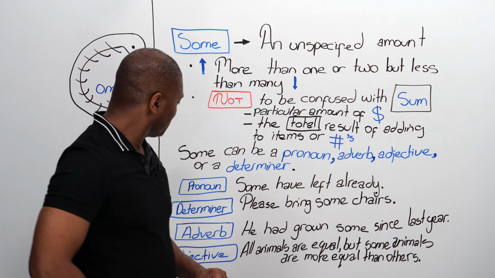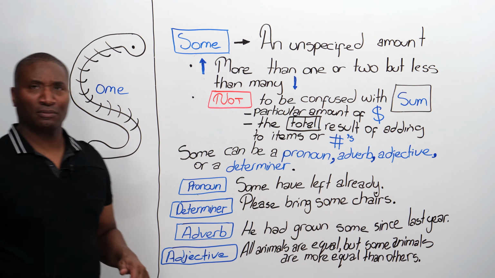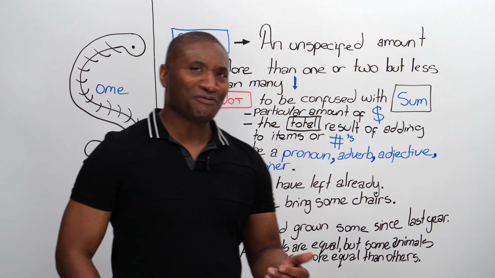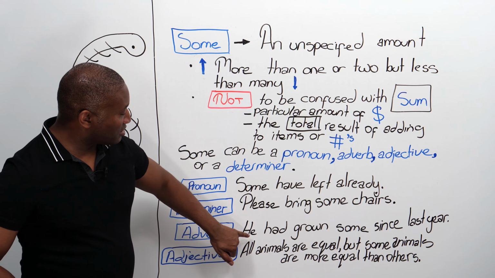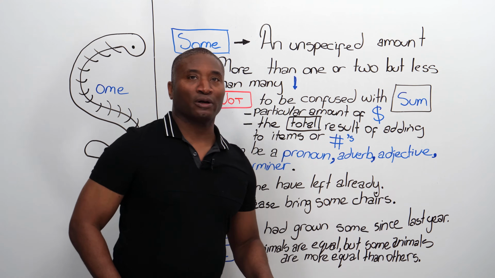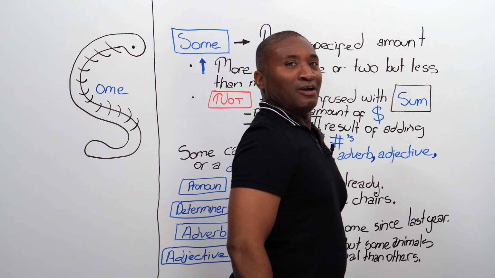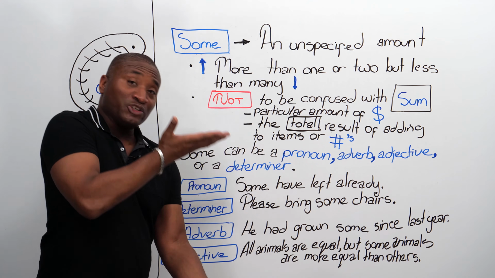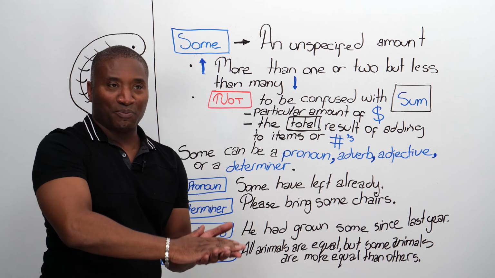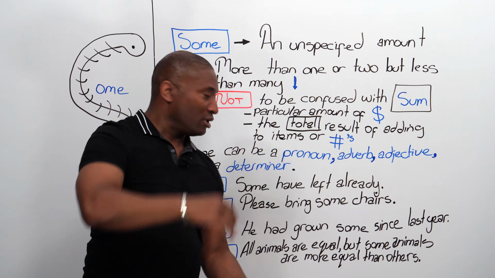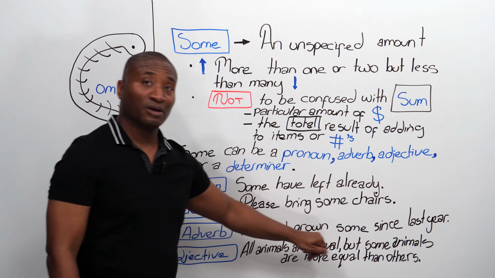Next, we can use some as an adverb. What do you mean an adverb? To modify how a verb is being utilized or used. In this case, we say the sentence, he had grown some since last year. Well, your son was about this tall, but now he's taller. He's grown some. He has changed in height. Growing is what things do, biological things, people and plants, animals, they grow. So he has grown some. And I'm saying there's been a change in the growth.